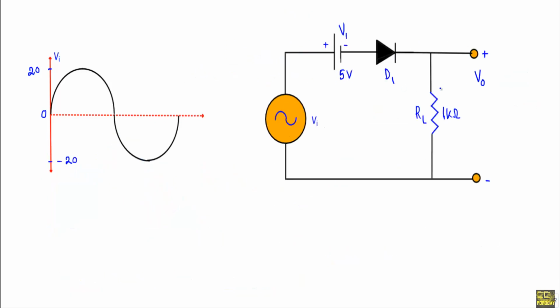Now look at this circuit. This is a biased clipper circuit. In this clipper circuit, we have the bias voltage V1 of 5 volt, and we have the applied voltage Vi, which is varying between plus 20 to minus 20 volt sinusoidally. Now see, how do we identify the transition voltage in case of this kind of circuit? When we have more than one energy source in a circuit, we can use the concept of superposition to analyze the behavior for each of the sources in the circuit.